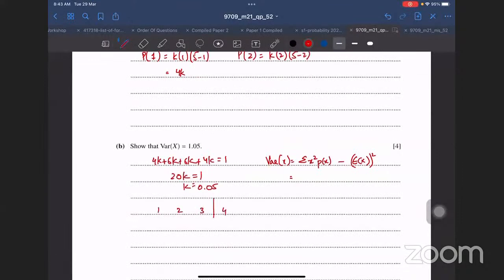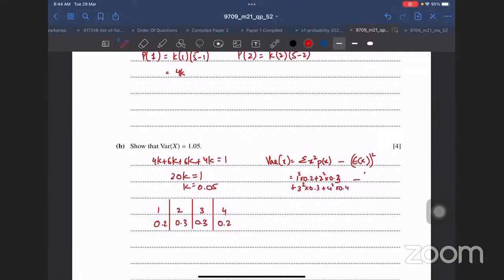So in order to calculate this, I'm going to say that my probability distribution table looks something like this now. In order to avoid all those calculations within the formula, just drawing up a table. 4 into 0.05 gives me 0.2. This is also 0.2. 6 into 0.05 gives me 0.3. This is also 0.3. So this becomes 1 square into 0.2 plus 2 square into 0.2 plus 3 square into 0.3 and 4 square into 0.4.